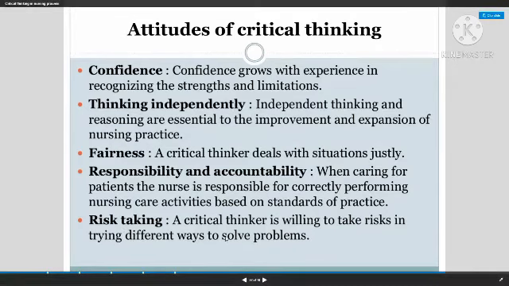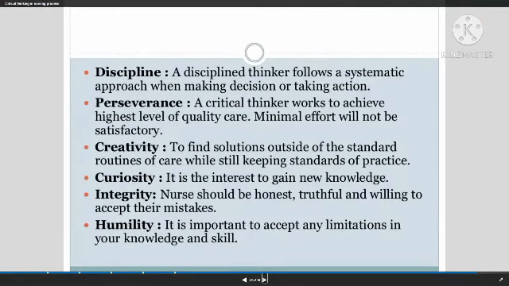Risk taking. A critical thinker is willing to take the risk in trying different ways to solve the problem. Discipline. A disciplined thinker follows a systematic approach when making a decision. Then perseverance. A critical thinker works to achieve the highest level of quality care. Minimal effort will not satisfy. Creativity, to find solutions outside of the standard routines.